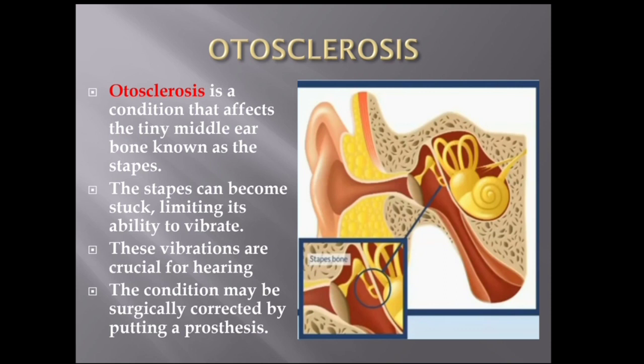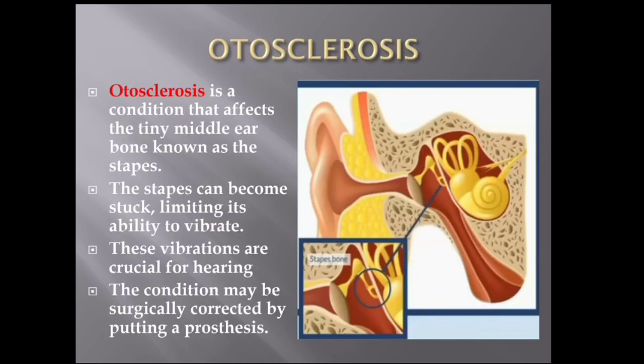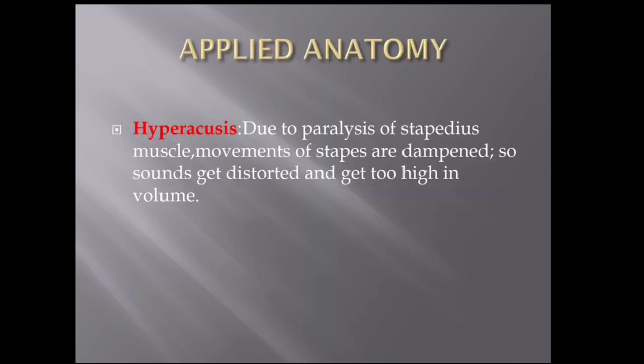Otosclerosis is a condition that affects the tiny middle ear bone known as the stapes. This is the stapes. The stapes can become stuck, limiting its ability to vibrate. These vibrations are crucial for hearing. The condition may be surgically corrected by putting in a prosthesis. So this is about otosclerosis. Now next is hyperacusis due to paralysis of the stapedius muscle. Movements of the stapes are not damped, so sound gets distorted and too high in volume. So this is all about the middle ear, external acoustic meatus and applied aspects.